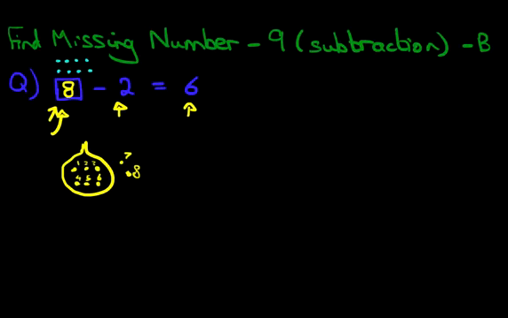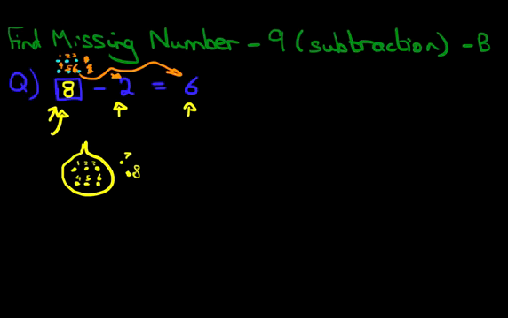Now we're going to be doing minus, so we're going to cross out 2 dots. Let's cross out the last 2 to make it easy. We've got 1, 2. So we've crossed out 2 dots. How many dots are left? 1, 2, 3, 4, 5, and 6. And that 6 is the same as over here. So that is correct. 8 minus 2 is 6. We've used the bag of sweets to answer the question, and we've used the dot method to check whether it is right.